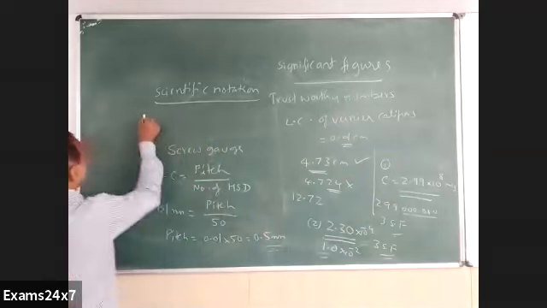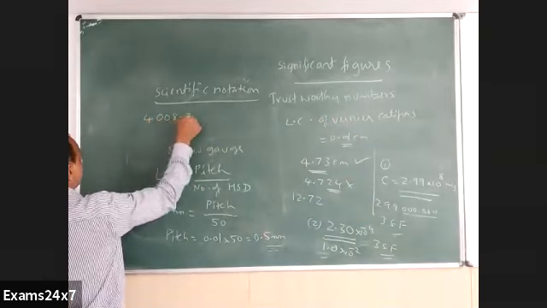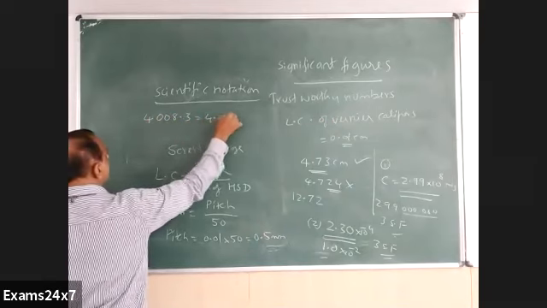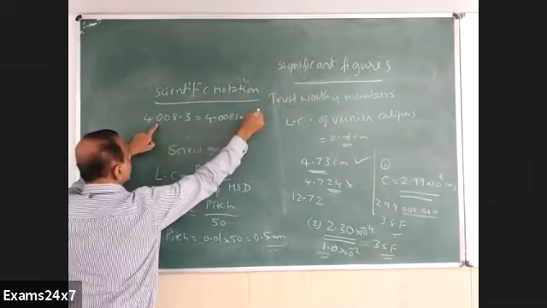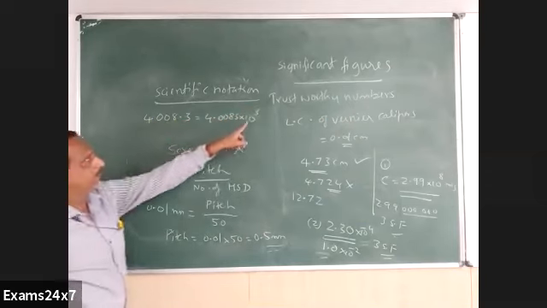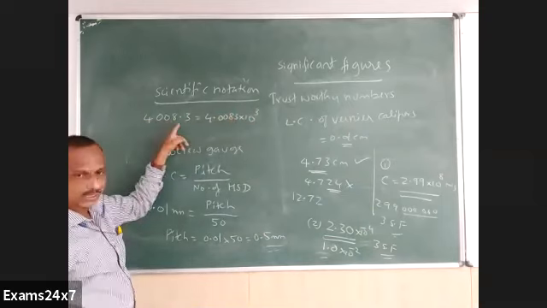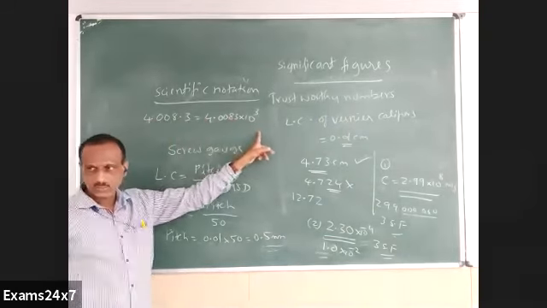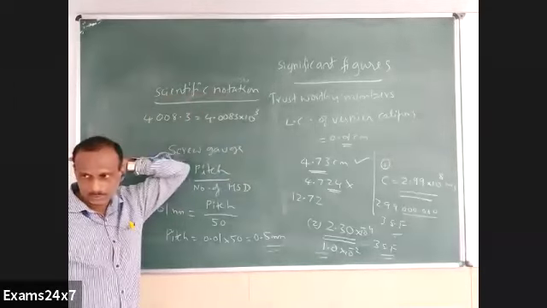For example, if the number is 4008.3, we can write this as 4.0083 into 10 to the power of how many? 3. When I multiply by 1000, it will be shifted by 3 places here, and I'll get 4008.3. So this is called scientific notation. Point put after 1 digit and 10 raised to a suitable power.